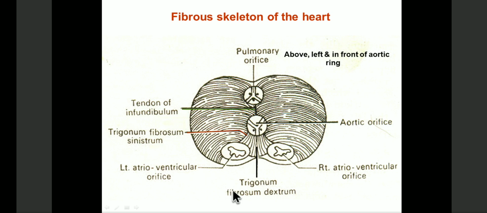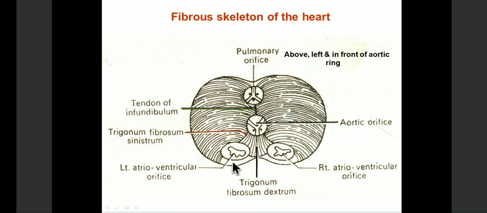So, in this, you can just see the diagrammatic representation of these valves. This is the pulmonary orifice, this is the aortic orifice, and they are attached to the cardiac wall by the fibrous ring. And both the pulmonary orifice and the aortic orifice are connected with, again, a fibrous structure which we call the tendon of infundibulum.